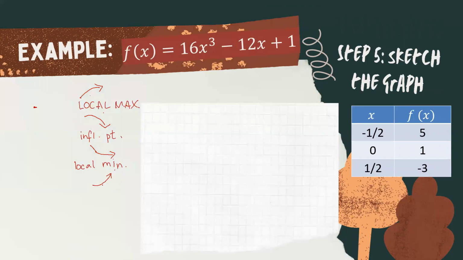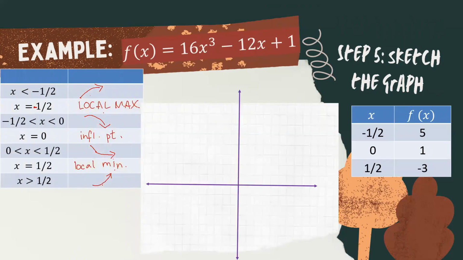So, kailangan natin ng ating X and Y axis. So, i-plot muna natin pag nag-sketch tayo ng graph yung tatlong critical points. So, yung ordered pair, no? Negative 1/2, positive 5. So, sabihin natin kunwari dito yung negative 1/2. Okay, tapos dito yung 0. Say, nandito yung positive 1/2.